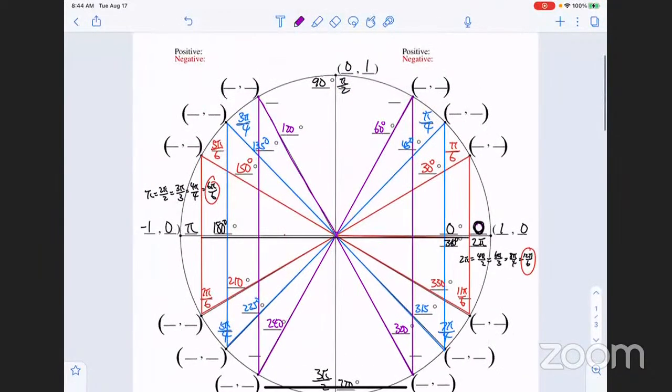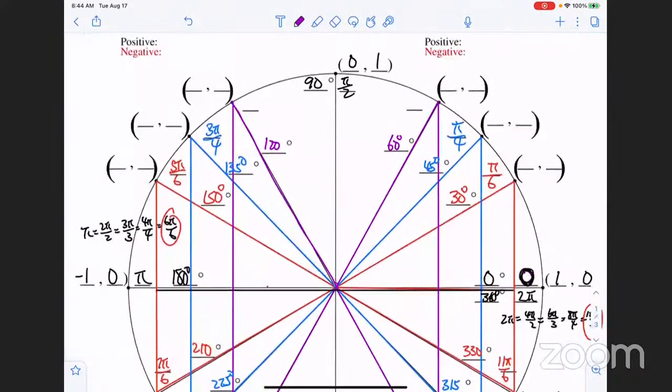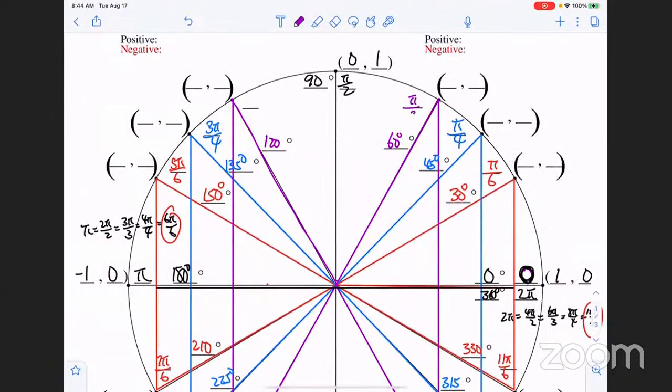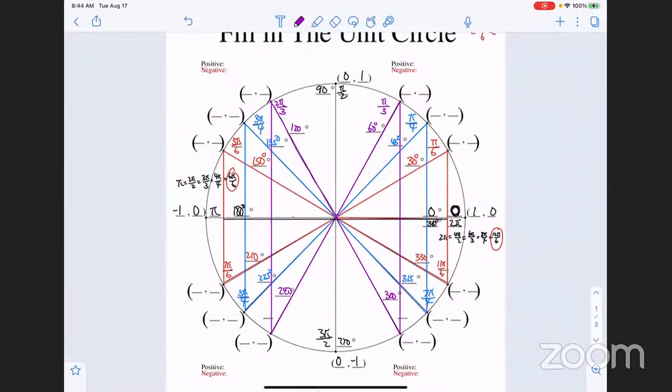Well, we know that each 30 degrees is pi/6. Now, 60 degrees is going to be 2/6. 2/6 is also known as pi/3. So this is pi/3. So this is 2/3 actually. And that makes this side 3/3, 4/3, and 5/3. So that's all the pi/3.